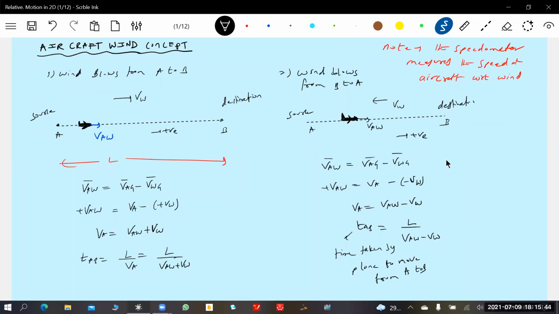See, I think the whole formula just revolves around this. From Monday we started the discussion, and it was revolving around this one only, no? V12 bar equal to V1 bar minus V2 bar. Only the terms you should understand here.